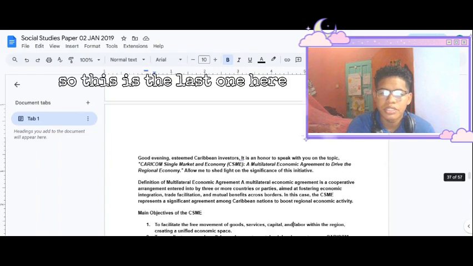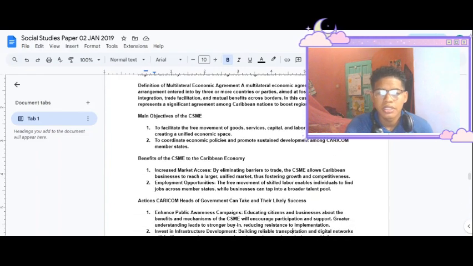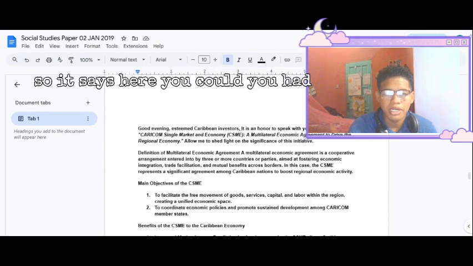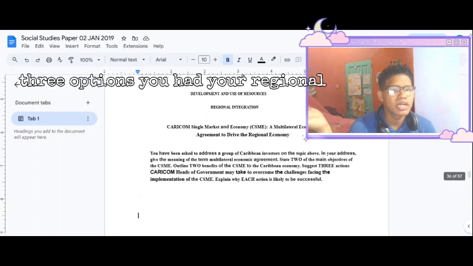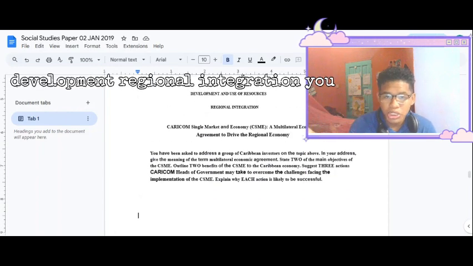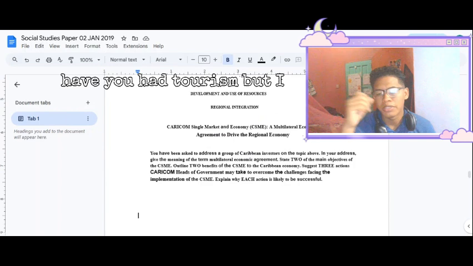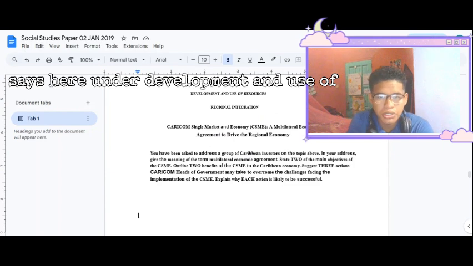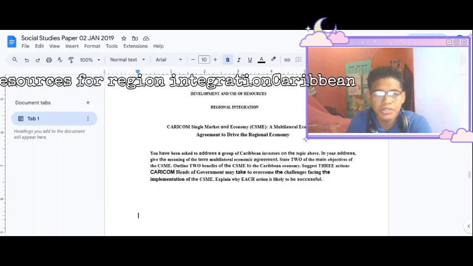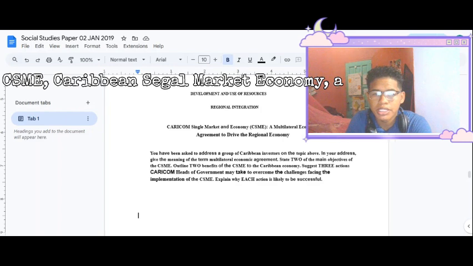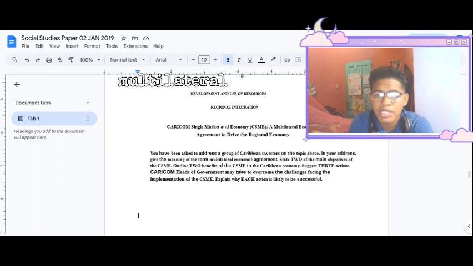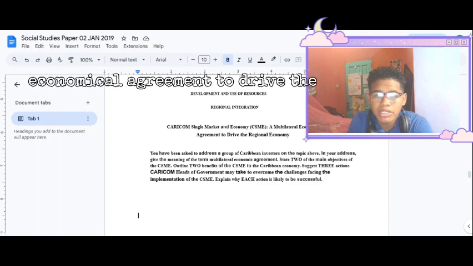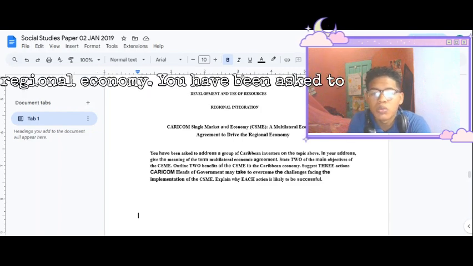So this is the last one here. It says here you had three options. You had either regional development or regional integration. You had tourism, but I chose regional integration. So it says here under development and use of resources for regional integration, Caribbean CSME, Caribbean Single Market Economy, the multilateral economic agreement to drive the regional economy.